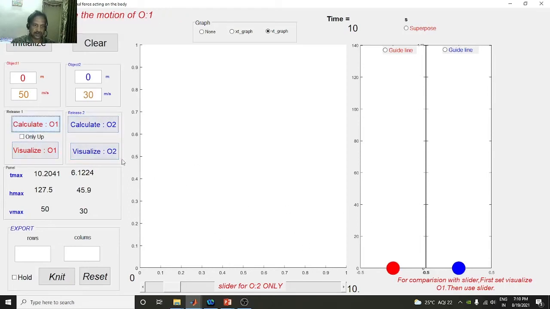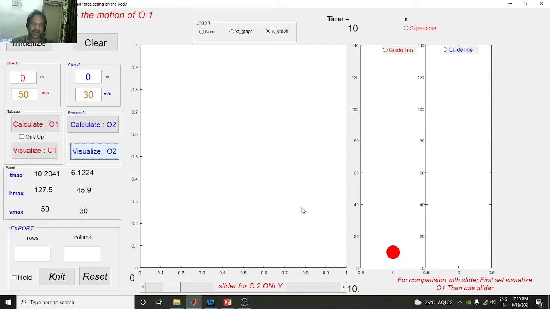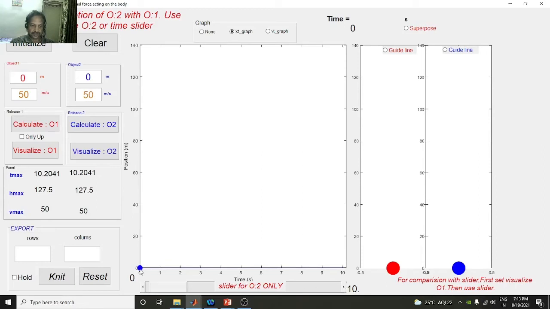Now both are at ground level. Let us observe. The second one has reached its maximum height and it has come down, while the red one goes up and comes down. Now we can also look at the position time graph and the velocity time graph for the motion. At t equal to 0, it is at the ground level. Time is on the x-axis and height as measured from ground is on the y-axis.